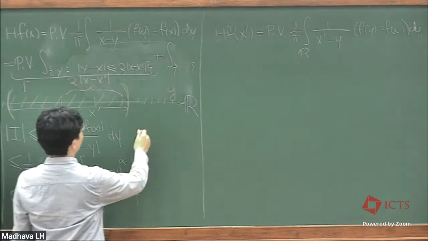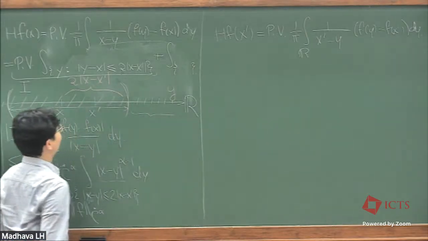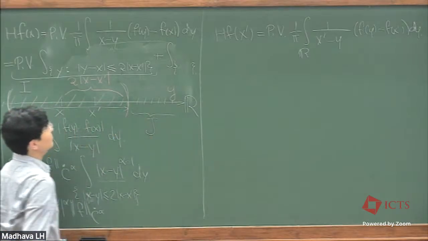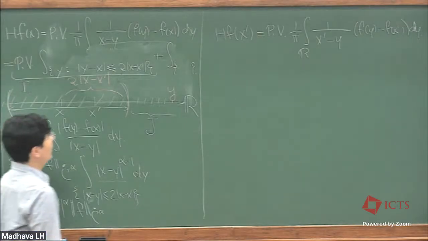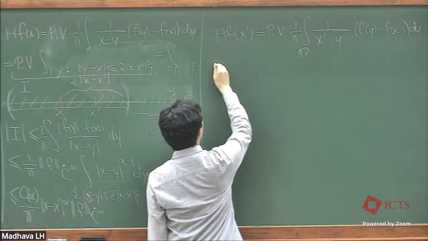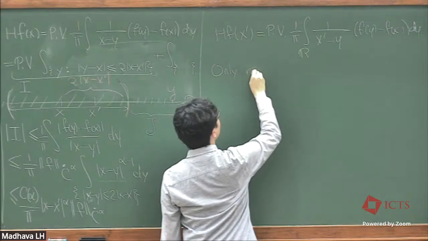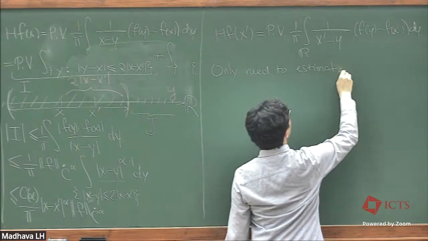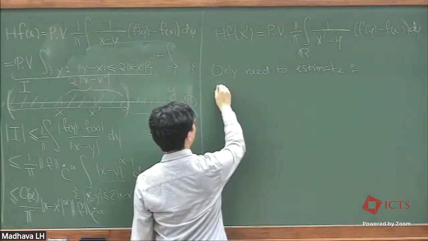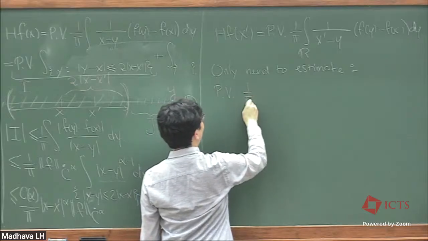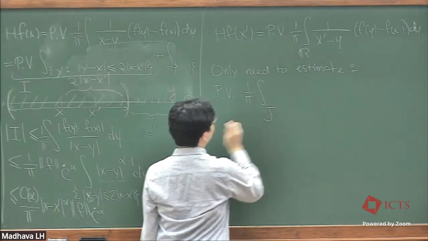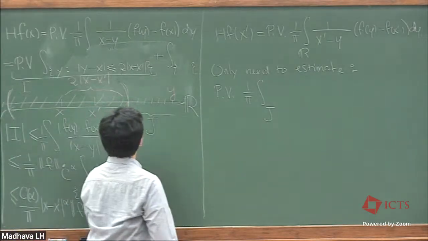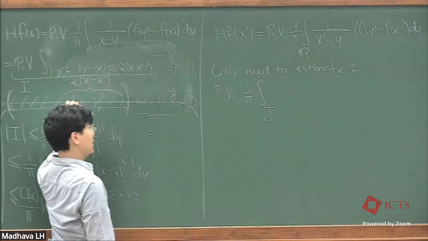So let's call this region J. So the claim is that we now only need to estimate the principal value, 1 over pi, integral in J. J is that and also here. Just the difference of these two.